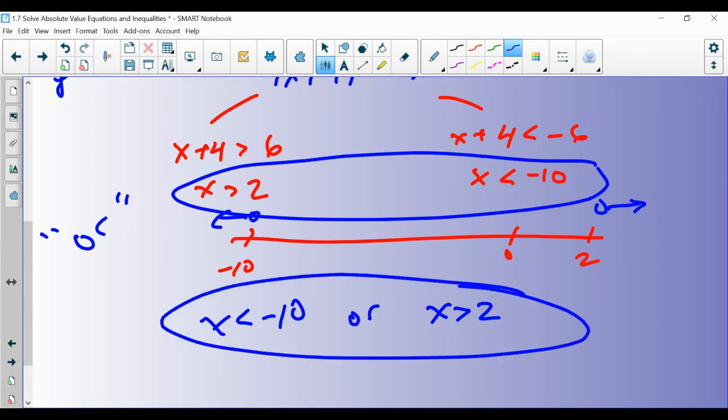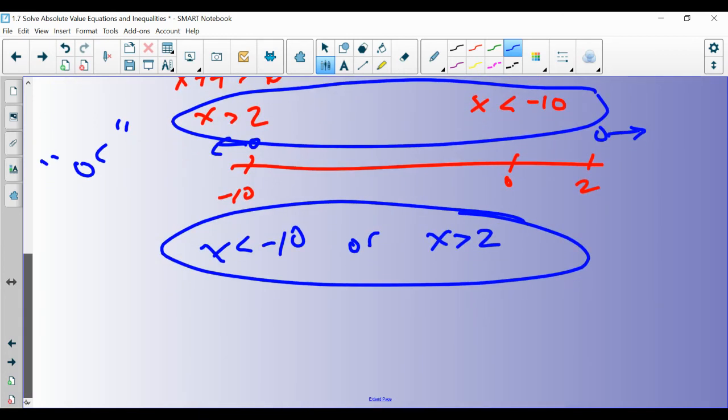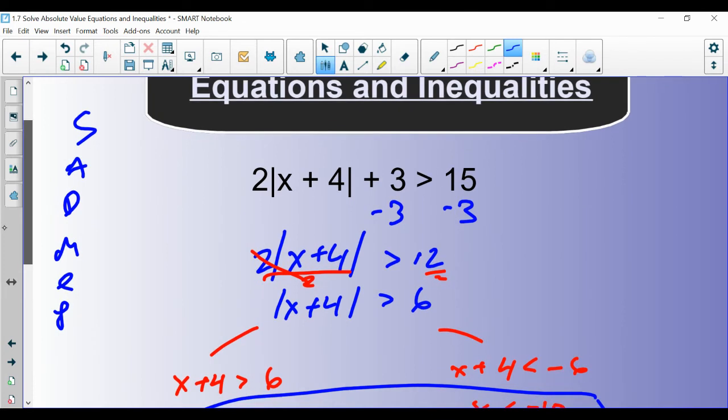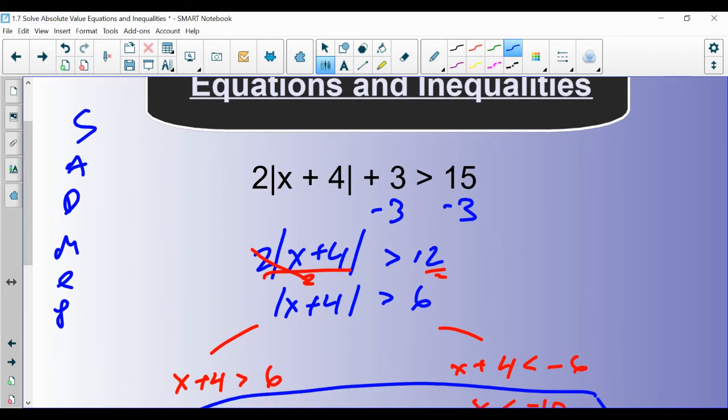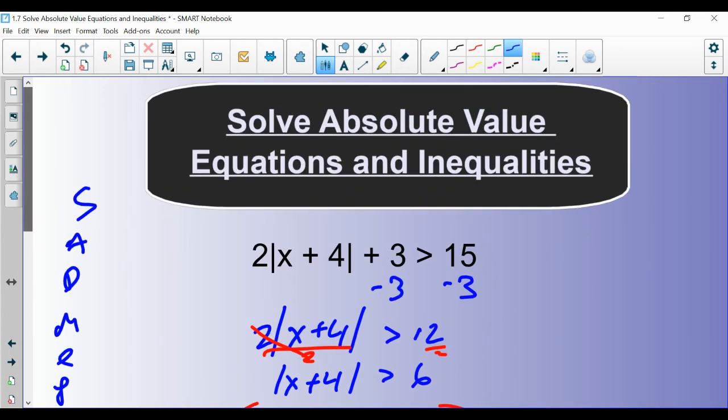And that's our solution. Let's revisit what this is stating. It's stating that an X value less than -10 makes this original problem true. So -11, -12, -13. If you plugged any of those in for X, this would be a true inequality up here, right? Or if you plugged in anything bigger than 2, so 3 or 4 or 5, those should also make the statement true.